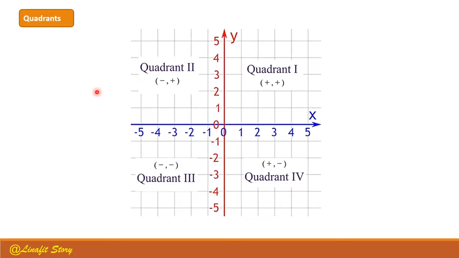Here are the quadrants. The x and y axes break the plane into four regions called quadrants, named using Roman numerals 1, 2, 3, 4 as pictured. In quadrant 1, both coordinates are positive. In quadrant 2, the x-coordinate is negative and the y-coordinate is positive. In quadrant 3, both coordinates are negative. In quadrant 4, the x-coordinate is positive and the y-coordinate is negative.